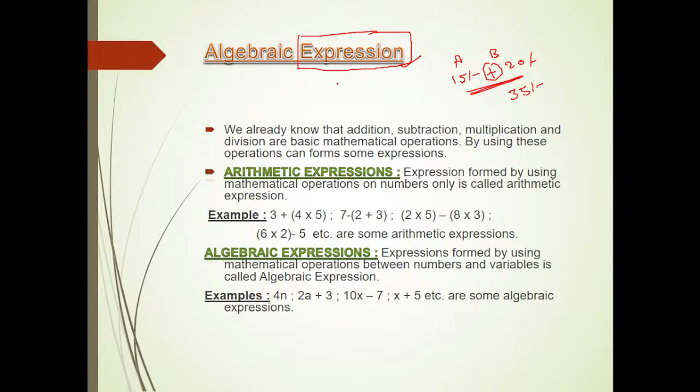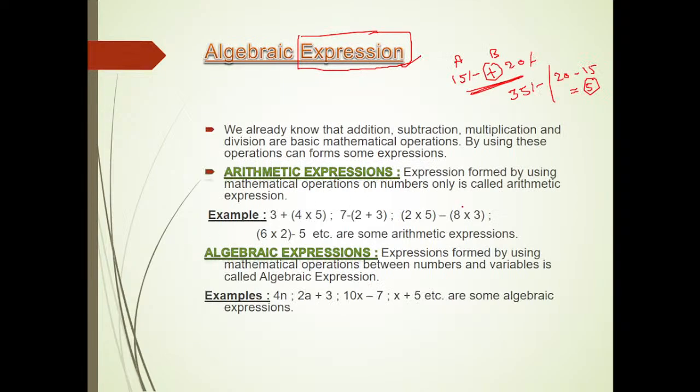For suppose how much they differ, how much difference in money they have. In what way will they express that difference? They will do subtraction to express their difference. That will be 5. So an expression includes arithmetic operations like addition, subtraction, multiplication. An algebraic expression is formed by using mathematical operations on numbers. An arithmetic expression is where we include numbers: 3 plus 4 into 5, 7 minus 2 plus 3. These are all arithmetic expressions where we are using numbers.